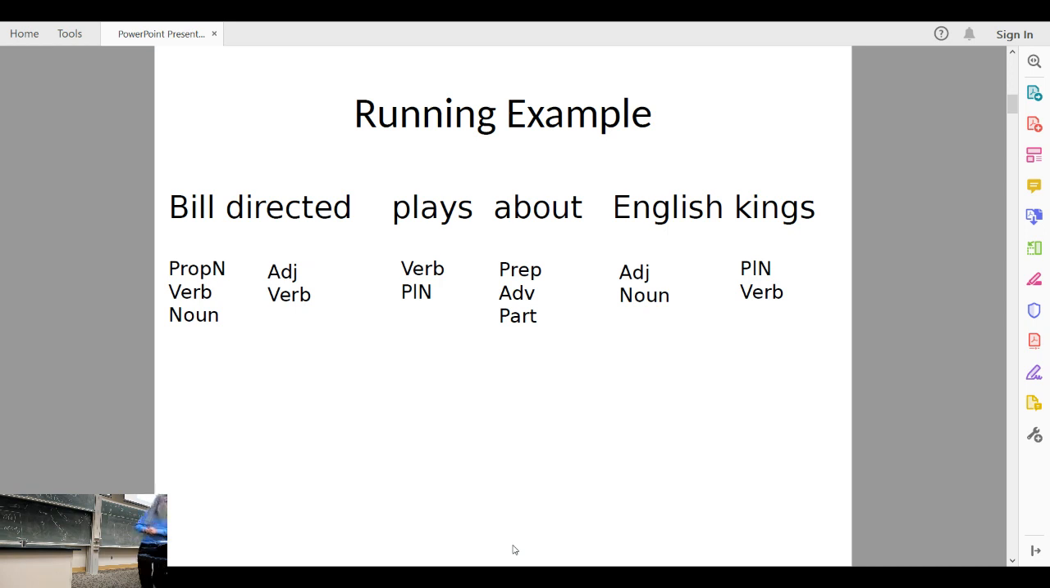Plays can be a verb, as in the child plays in the yard. And plays can also be a plural noun, as in Shakespeare's plays. About can be a preposition, an adverb, or a partitive. English can be an adjective or a noun, and kings can be a plural noun, or it can be a verb.